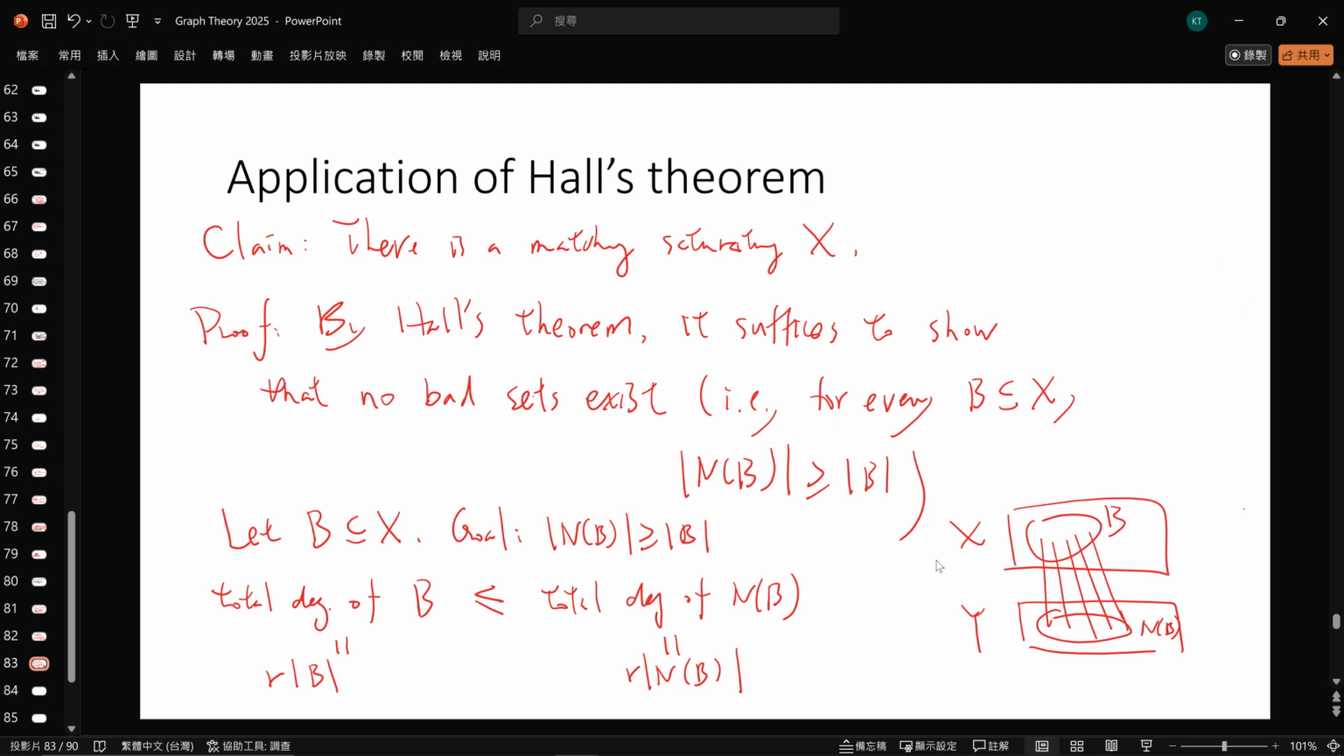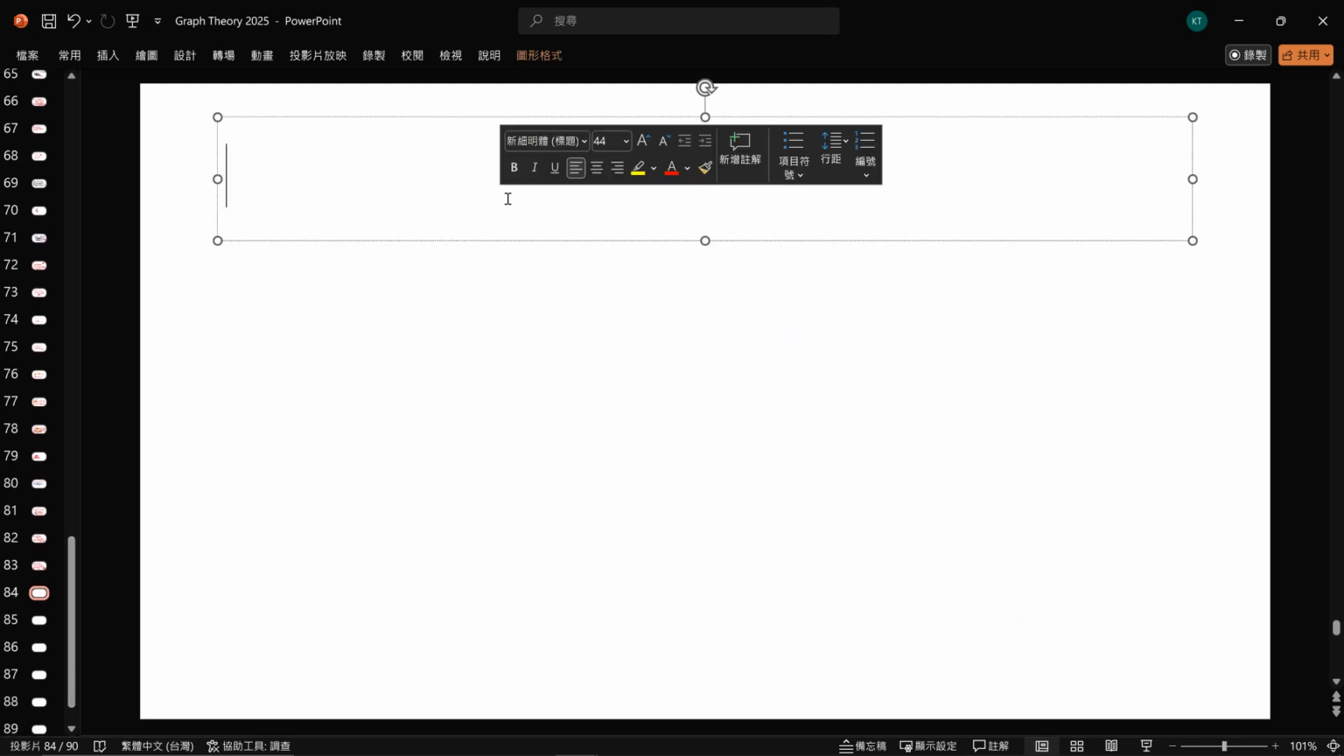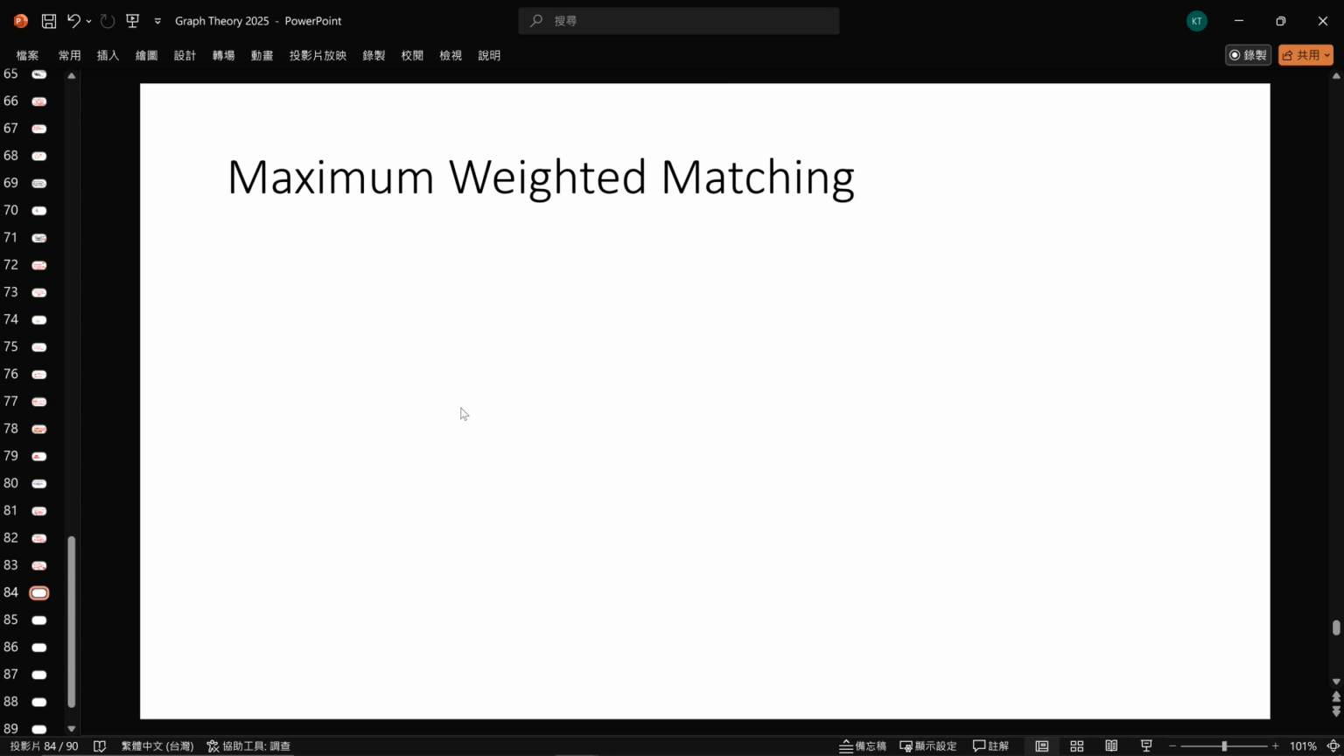如果没有的话，我们就去看下一个 topic。So our next topic is actually a generalization of the maximum matching problem. It is called maximum weighted matching. So in this problem, edges have weights. There are numbers associated with every edge, and we want to have the matching that has the highest total weight.